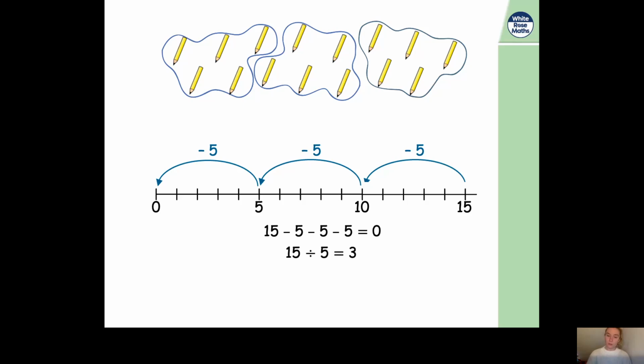So we can also write that as 15, because we had 15 pencils to start with, divided by 5, because we put 5 in each group, equals 3, because after we grouped them all, we ended up with 3 groups. Okay, so we can say 15 divided into groups of 5 is equal to 3.